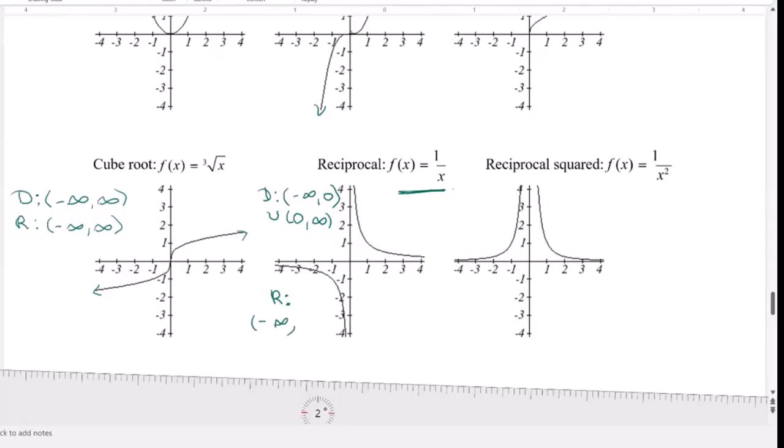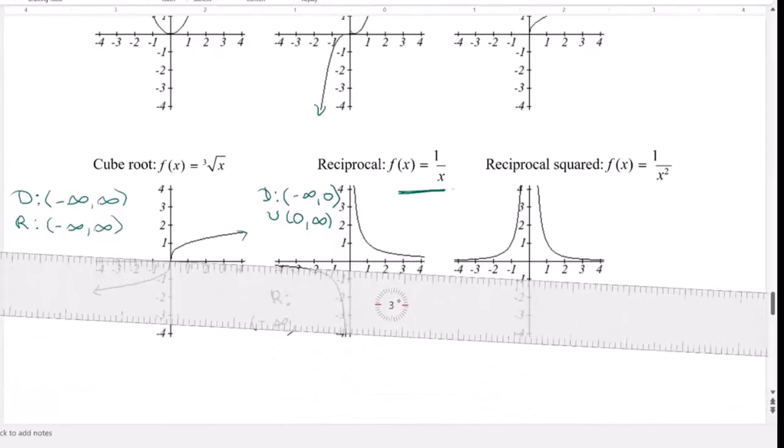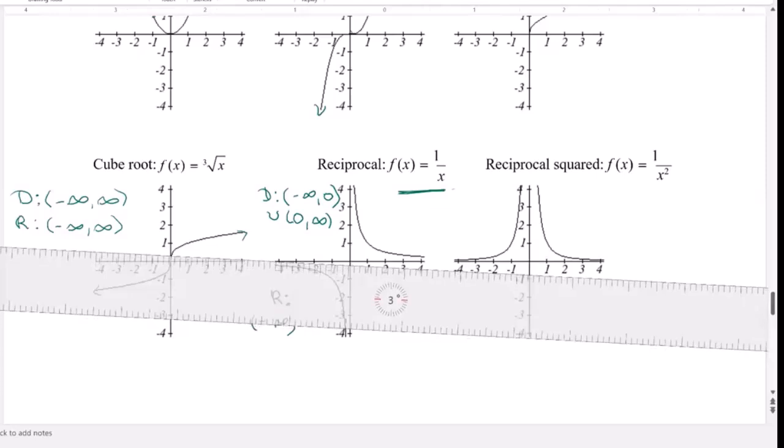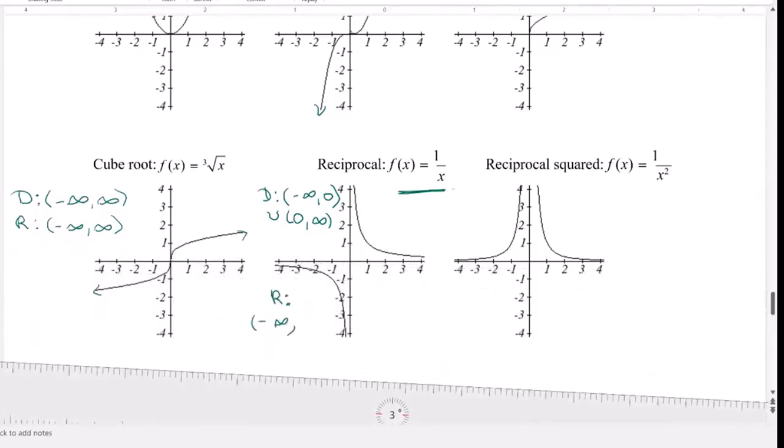And then it's coming up. And it looks like there's something else happening here. That's because this function cannot equal 0. So it's going to 0. We're going to union it because then it starts again after 0 and goes up to positive infinity.